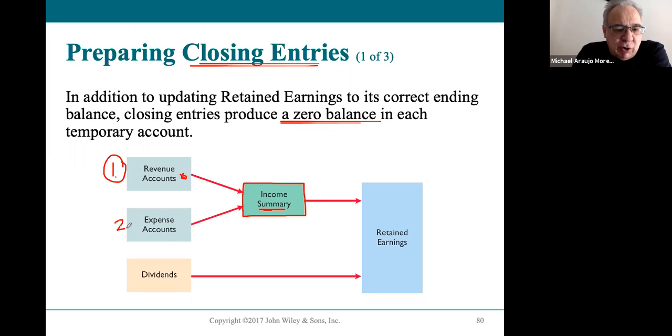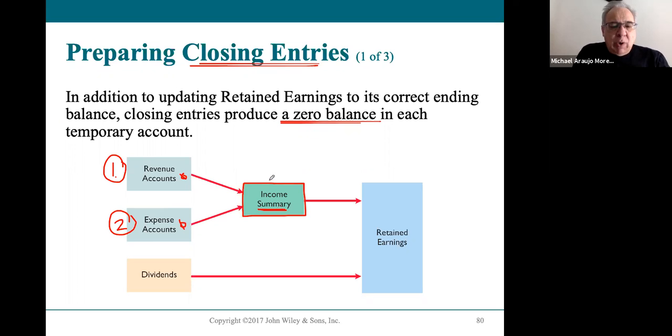The second thing we do is close all of our expense accounts. Each individual expense account has to have a zero balance. As you know, expense accounts have their balances on the debit side, right? So to get any expense account to be zero, you have to put an equal amount on the credit side. Okay. So you're going to be crediting each and every expense account in order to get it to zero. And you're moving all those debits temporarily to the income summary account. At the end of that, all of your expense account balances will be zero.